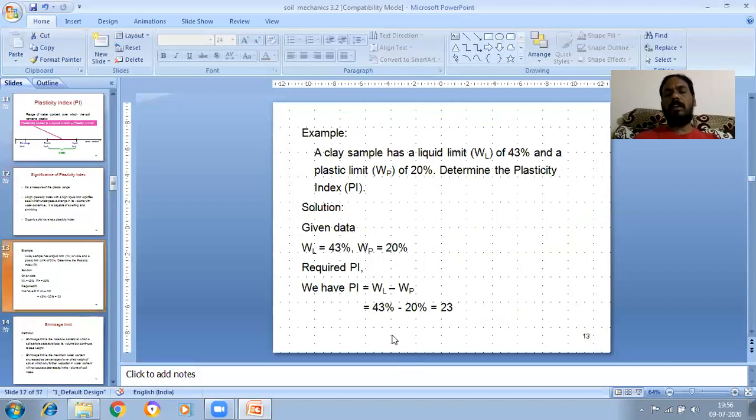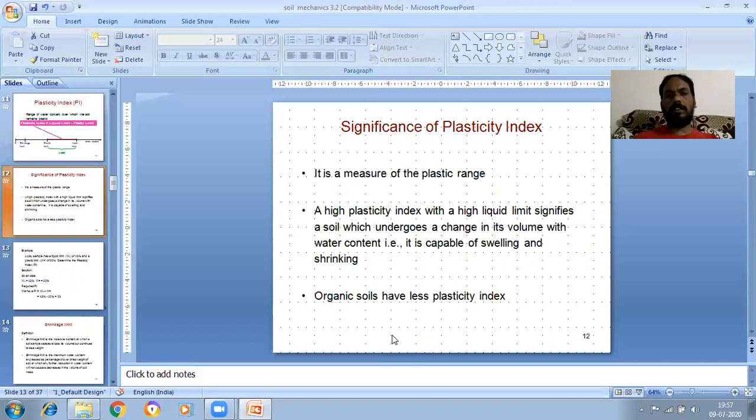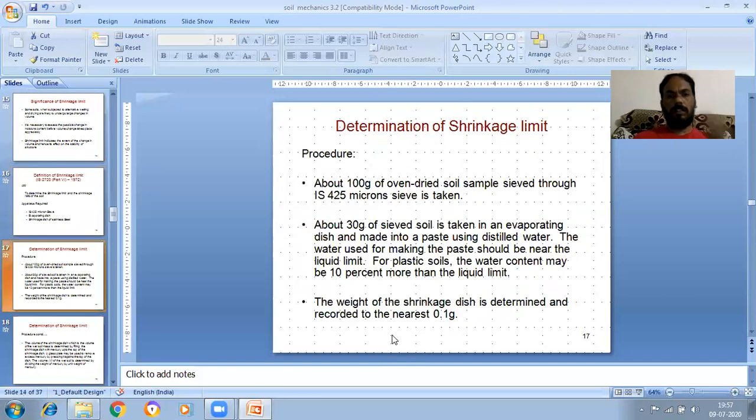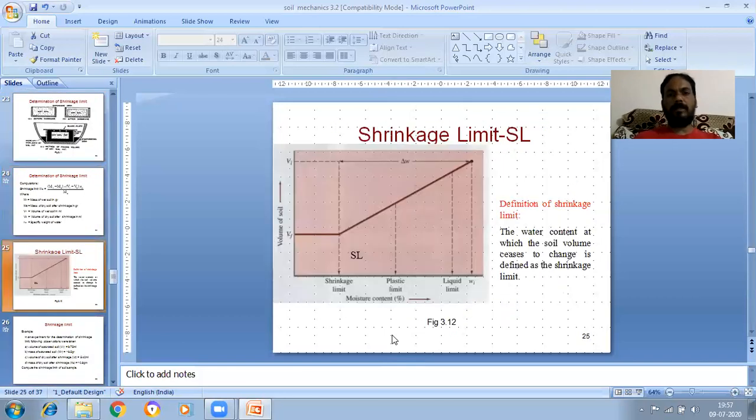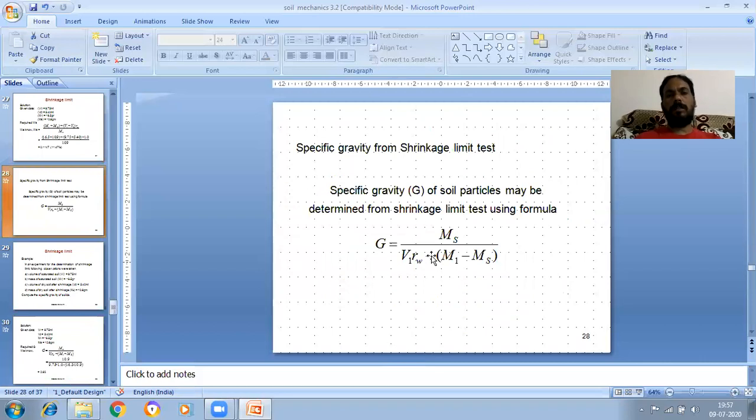Next one is shrinkage limit. From the shrinkage limit test, we can determine the shrinkage limit WS, and also we can determine the specific gravity of soil. How? This is the formula. From the shrinkage limit test, we can also determine the specific gravity of soil particles. G is equal to MS by ((V1 times gamma W) minus (M1 minus MS)). So from this we can determine the specific gravity. Let us stop here.